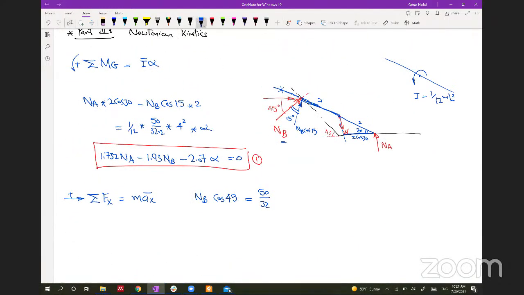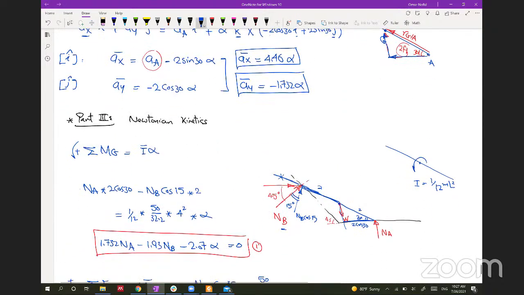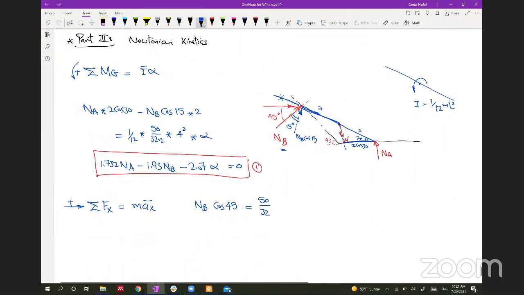And actually we get the ax, it's 4.46 alpha. We already got it as a function of alpha, and this will give us an equation that has 0 NA, there's no NA in this equation, plus 0.707 NB minus 6.92 alpha. This is equal to 0. And this is equation number 2.